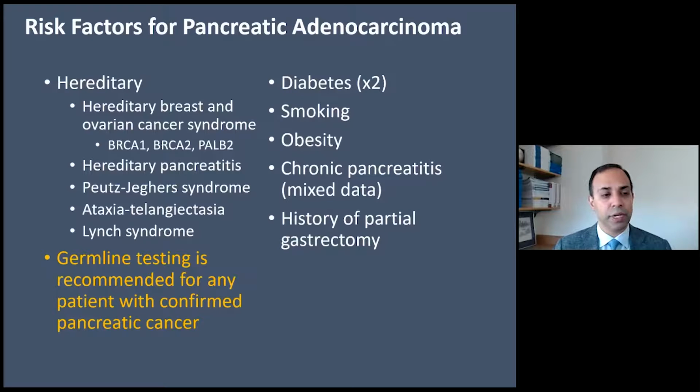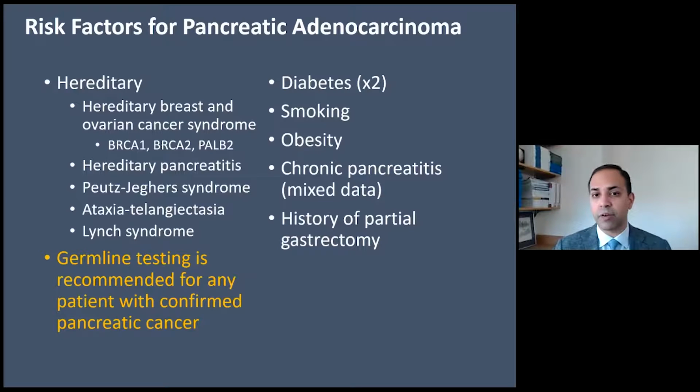I did want to highlight one of these syndromes, hereditary breast and ovarian cancer syndrome, as the name implied, strongly associated with breast and ovarian cancer. However, mutations in BRCA1, BRCA2, and PALB2 have also been associated with an increased risk of developing pancreatic cancer.